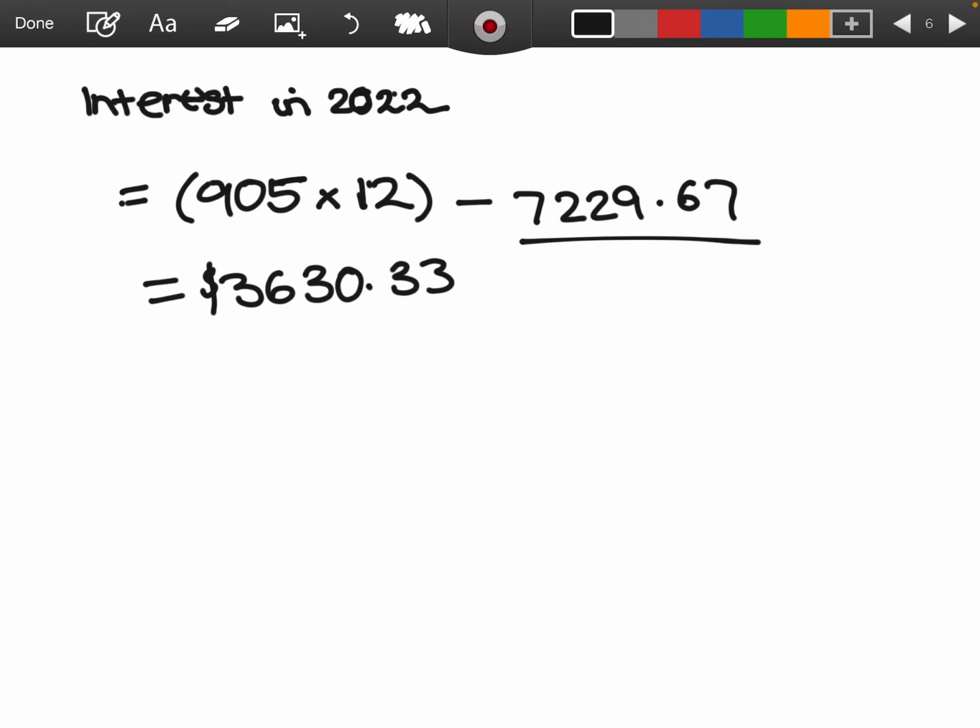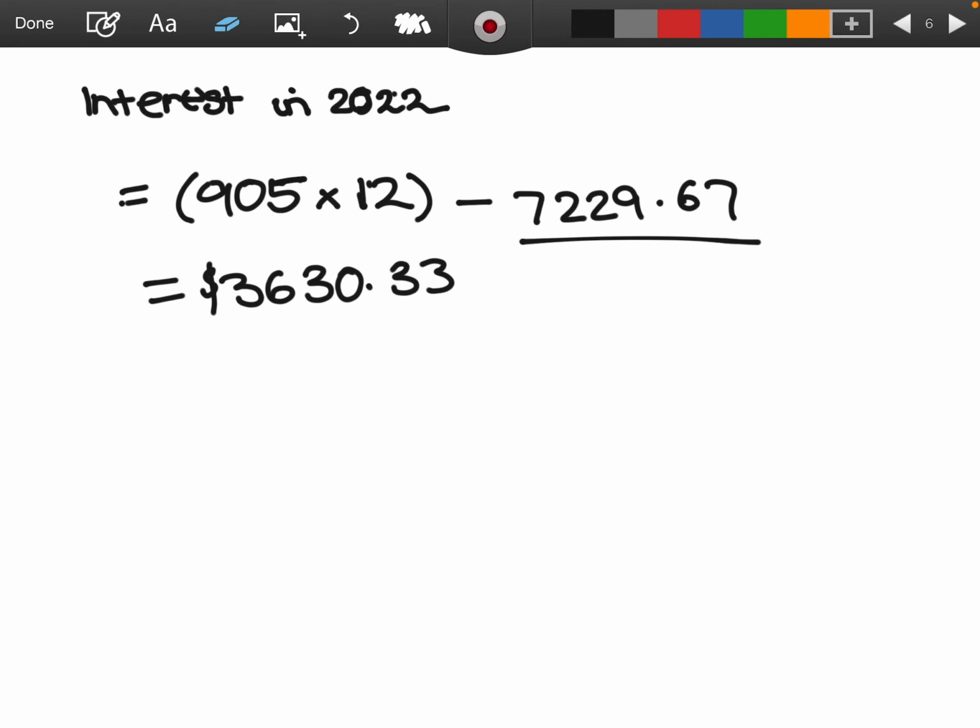So that is how much interest we paid in 2022, and $7,229.67, that's how much principal. So that's how much of the $112,000 that we originally took out was actually paid towards. The rest of it, this $3,630.33, is just the amount of interest that was paid during that year. Okay, so the two added together would be that $10,860 that we actually paid. So it's the $905 12 times.